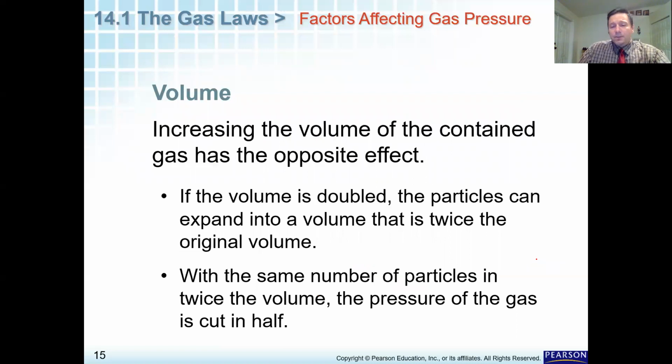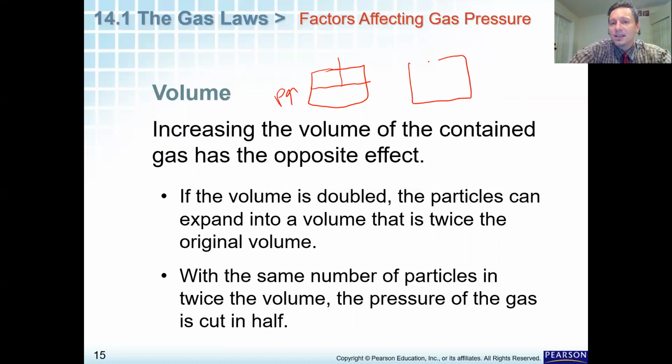On the opposite token of that, if you have a container with a plunger in it, and this has high pressure, the pressure is very high right here. If you have that same container and you release some of the pressure, now the pressure is going to fall because you have increased the volume. So now there's more space for those gas molecules and particles to go. If the volume is doubled, the particles can expand to twice the original volume. With the same number of particles and twice the volume, the pressure is reduced by half.